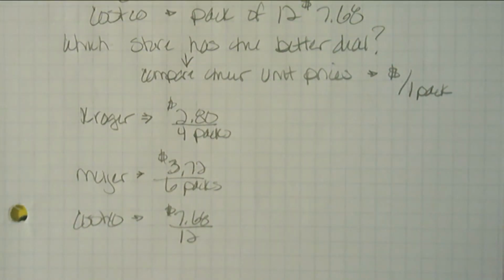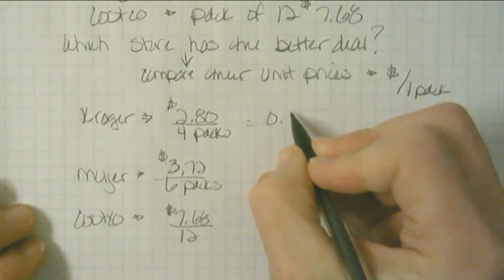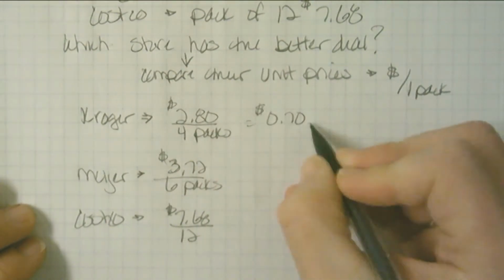Excellent. All right, I didn't tell you guys to grab your calculators. From now on, I'm going to put a list up. From now on, grab your calculators. I'm going to remind you what number you are in case you've forgotten. So let me do that division for you. So $2.80 divided by 4 is 0.70, so 70 cents per pack.